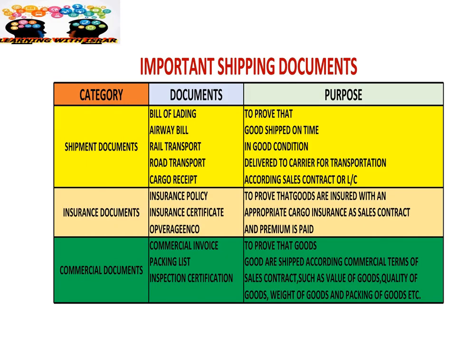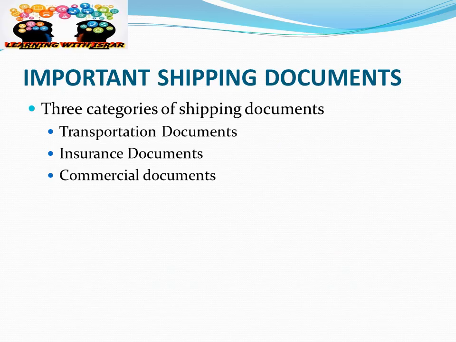Okay, this is the table which shows the important shipping documents, their categories, the name of the document and the purpose of this. So we are going to discuss one by one in this presentation or this discussion. There are three categories. One is the transport documents, then insurance documents, and then the commercial documents.